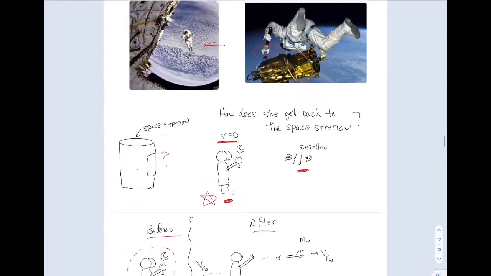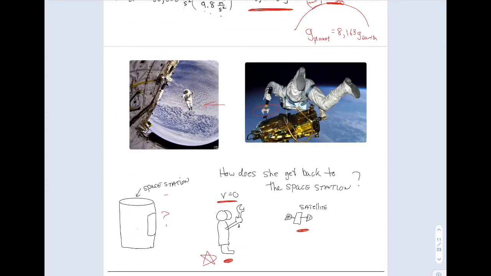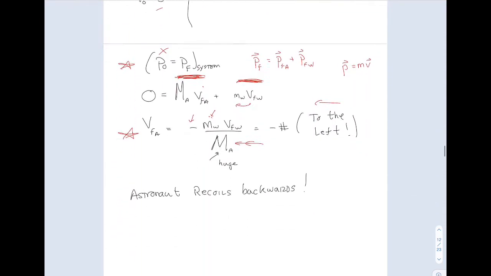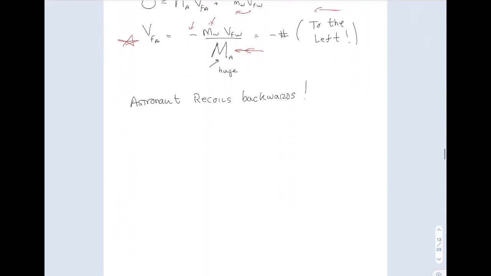Now obviously the astronauts out here, they're not going to throw the wrench because the wrench is expensive, and you don't want that stuff flying around in space. So how does the astronaut get back to the space station? Obviously, they don't throw the wrench. They have a little pack on the back.